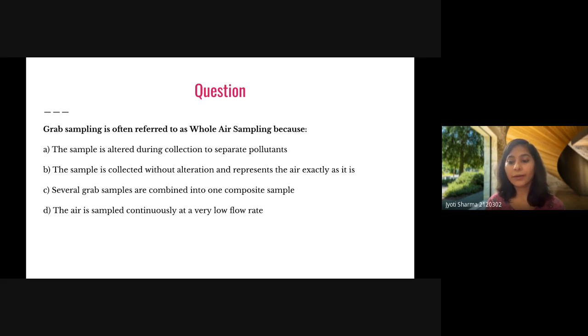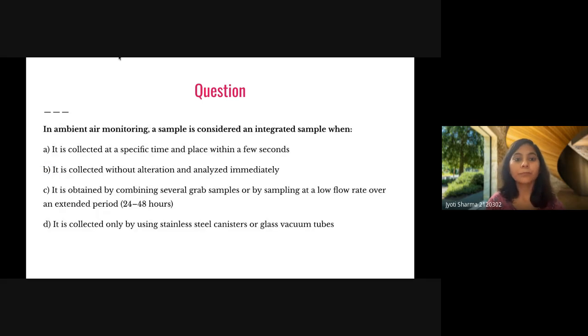Okay, because we already have talked about this, the advantage of grab sampling is that it will be very original. Whatever gas we have in the atmosphere will be stored into some container. That's why this is also known as whole air sampling. And yes, I agree with B. We are not altering the sample, right? So this is the collection of the air without alteration, and this will represent the air originally as it is. So that's why B is the right answer.